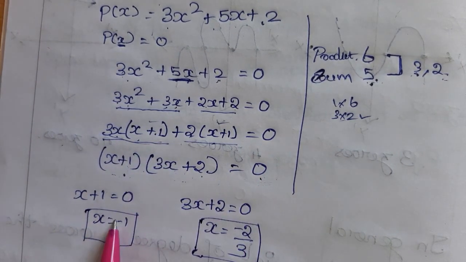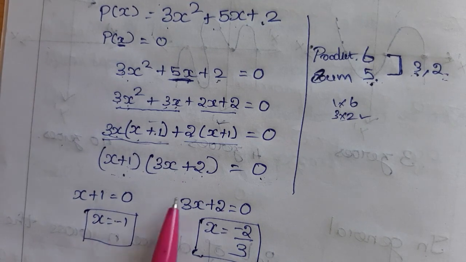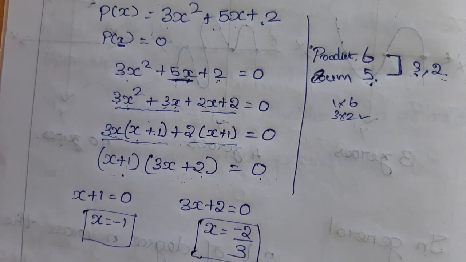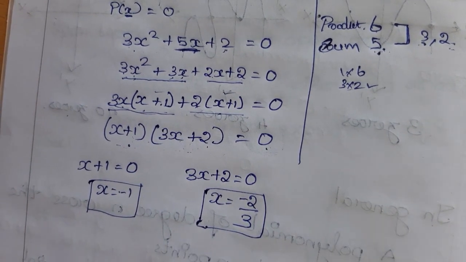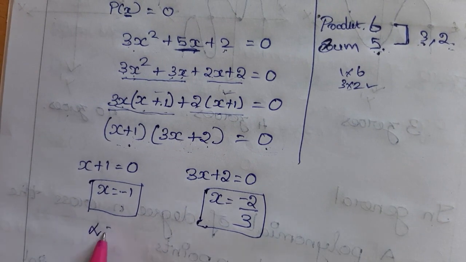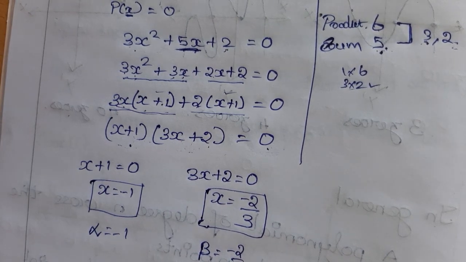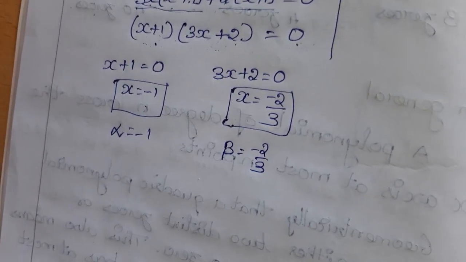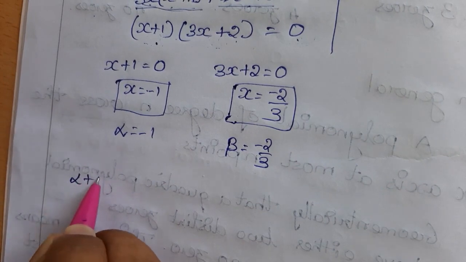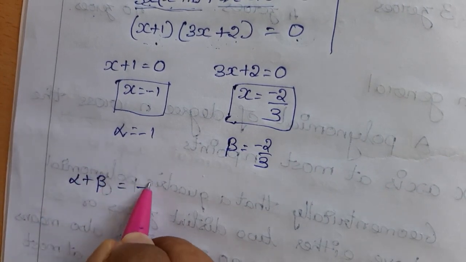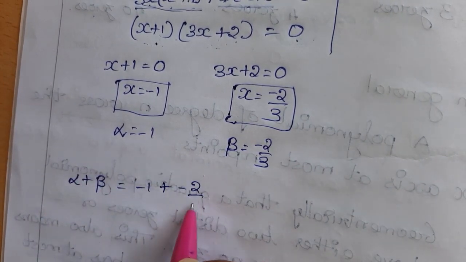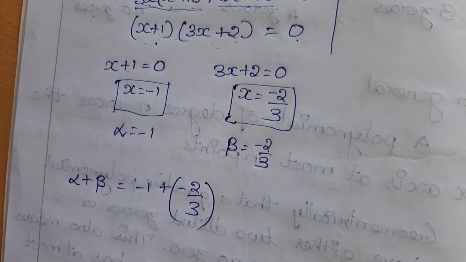So if the first factor is 0, it is minus 1. If the second factor is 0, then x should be minus 2 by 3, right? So let me take alpha is equal to minus 1 and beta is equal to minus 2 by 3. Now I am going to add the two things. That gives alpha plus beta. So what is alpha plus beta? Minus 1 plus minus 2 by 3, right?